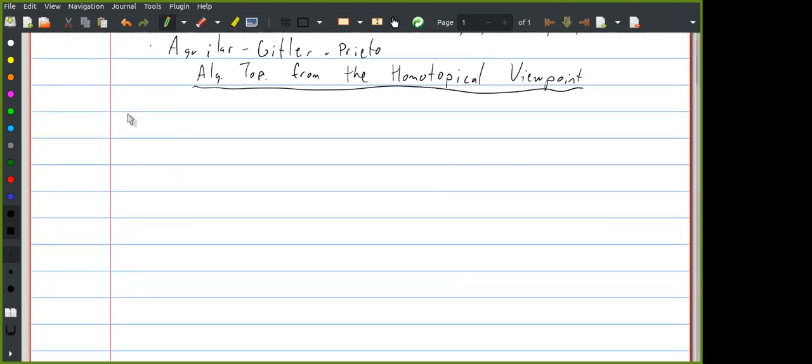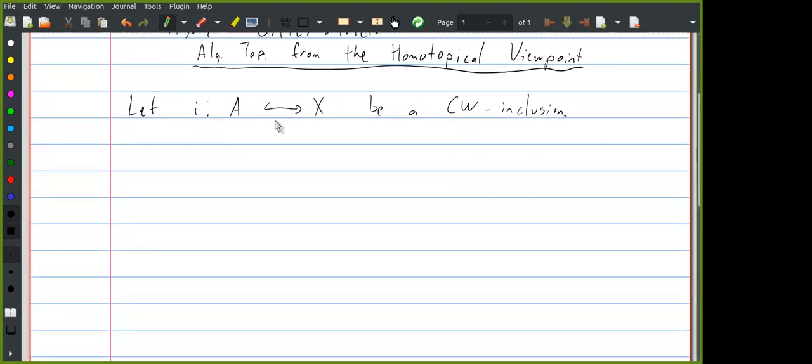So the first thing that I want to think about is inclusions of CW subcomplexes. So let's say we have a map that is a CW inclusion. So this means X is a CW complex and A is a subcomplex of X. And we can quotient X by A, and there's two different natural ways to do this. So one thing we can do is we can form the actual quotient, X mod A.